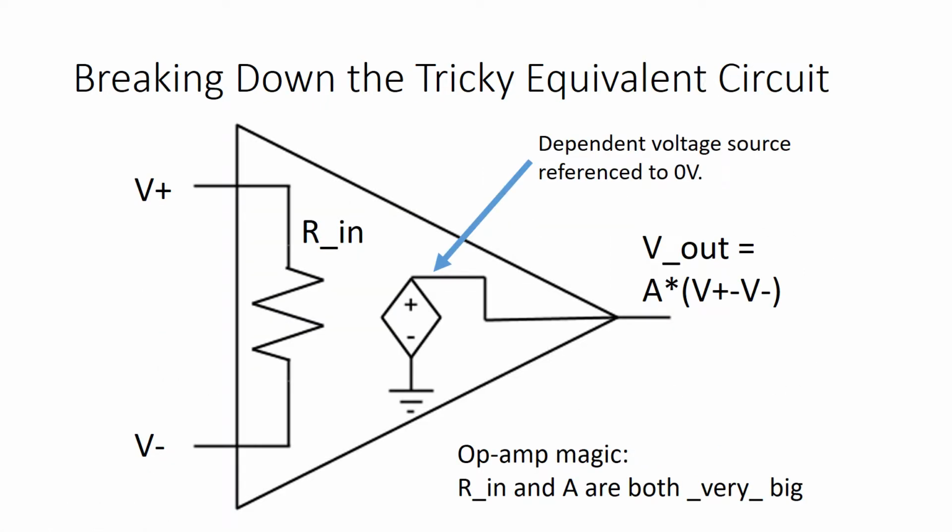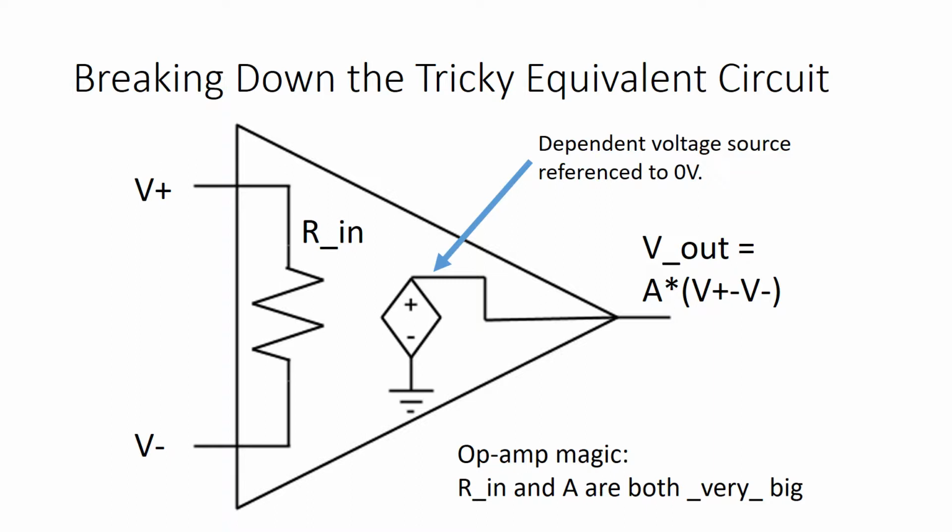We've seen this equivalent circuit model for op-amps before, but we haven't talked about it in detail yet. We're going to do that on this slide. The resistor on the left is easy enough to understand. It suggests that some current flows from V plus to V minus when the voltages are different. However, the diamond-shaped device on the right is a new symbol.